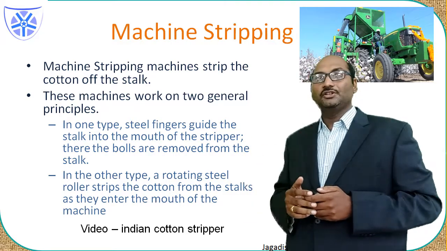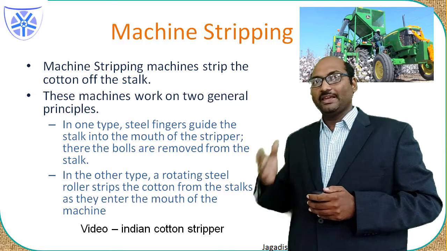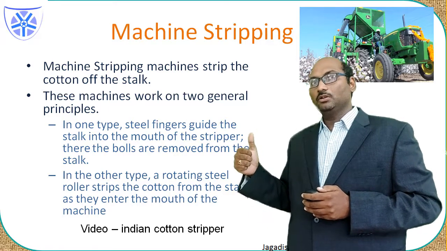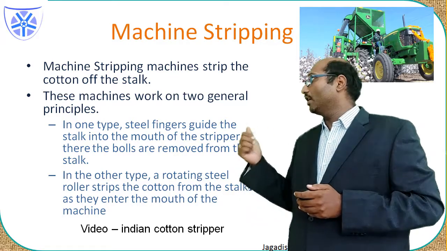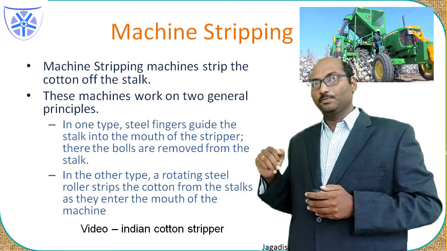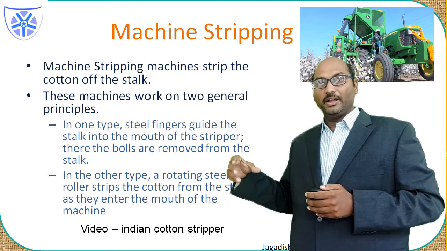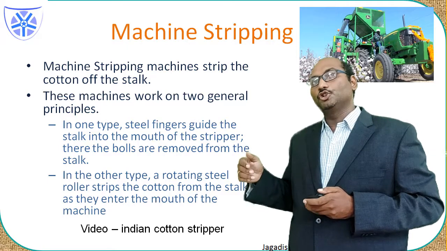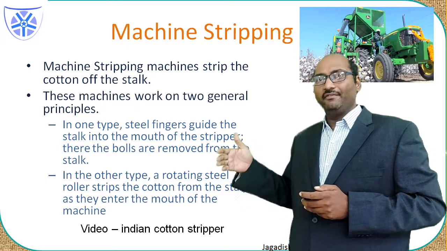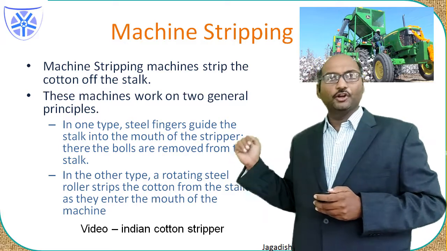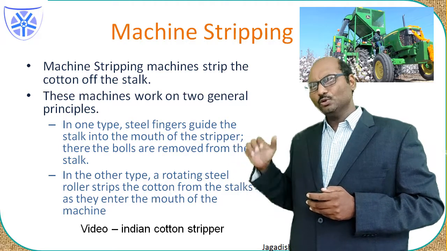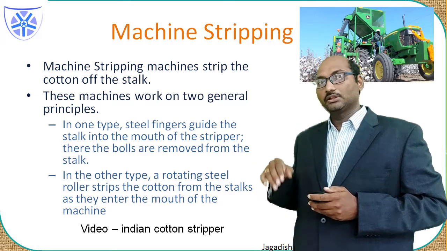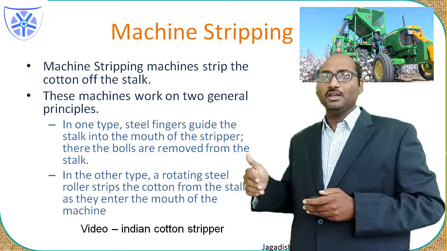So this machine works on generally two principles. One type is like steel fingers which guide the stalk into the mouth of the stripper. There the bolls are removed from the stalk. The other type has rotating steel roller strips, so the stalks also enter into this one. Okay. We will see one video which shows a John Deere variety which is basically used in Indian cotton fields. So this also works similar to the machine picker. Okay, but the damage to the stalk will be more in the case of a stripper basically.